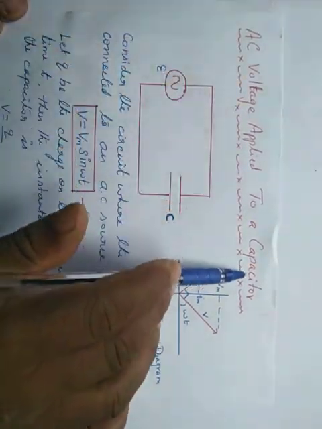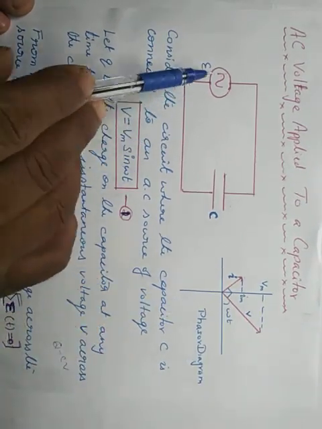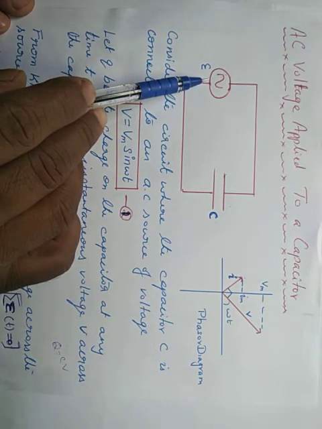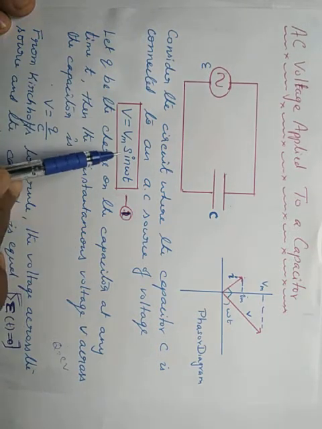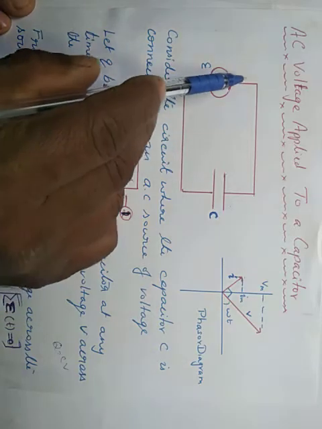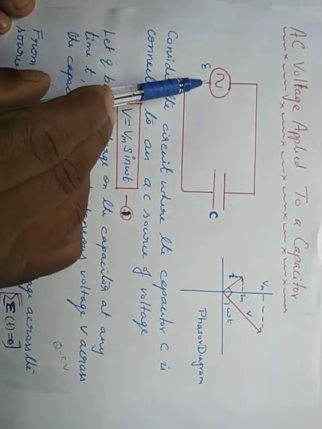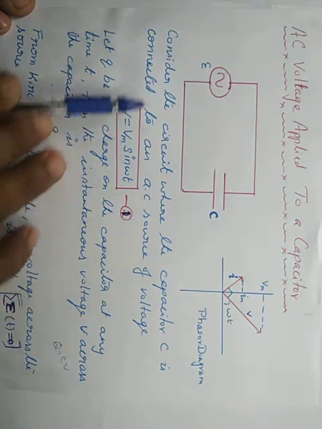AC voltage applied to a pure capacitor. Consider the circuit. This is the AC source with the voltage V equal to Vm sin omega t. Let it be equation number 1. And a capacitor C is connected with this AC source.